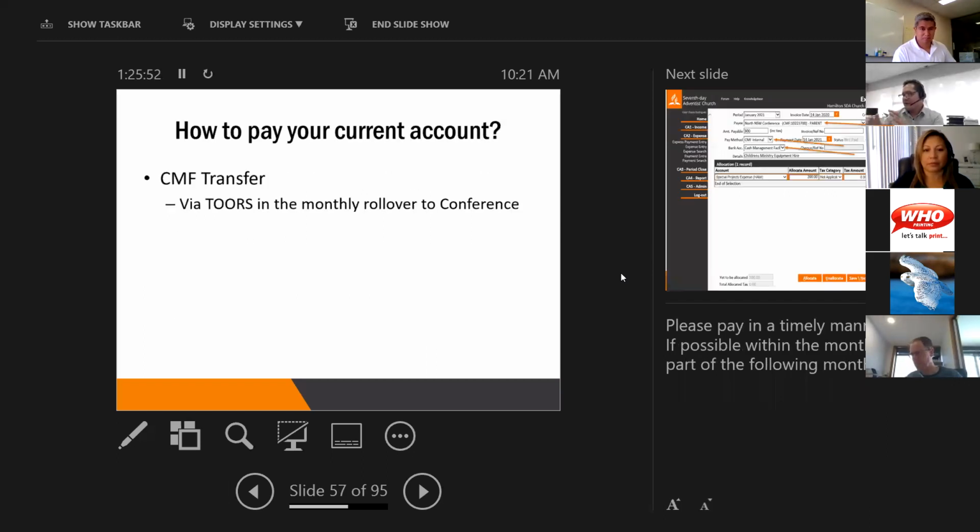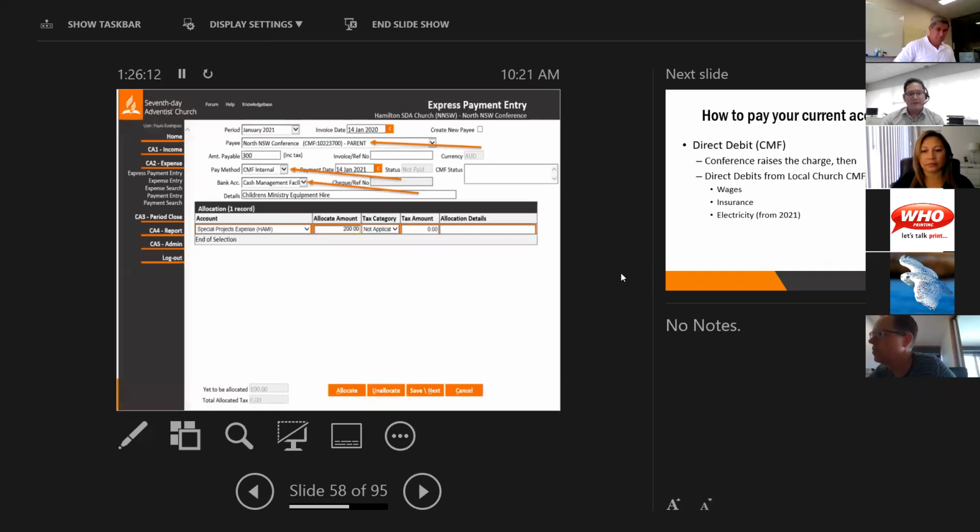And what you will find is that you will record those expenditures in your accounting system, in your TORS system, and you can either pay it via CMF transfer if it is not a direct debit. But if it is a direct debit type of expenditure, then you just simply do the following. I will show this to you. This is a screenshot of what the express payment entry screen looks like in TORS. This is how you make your payments from TORS.